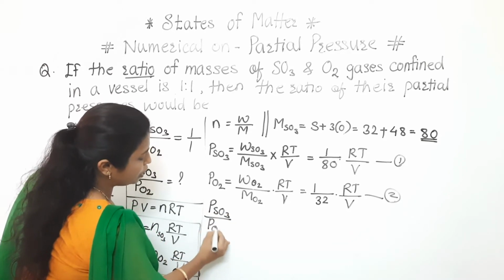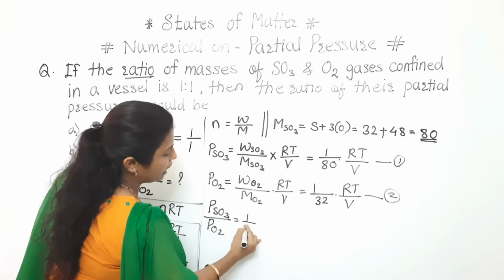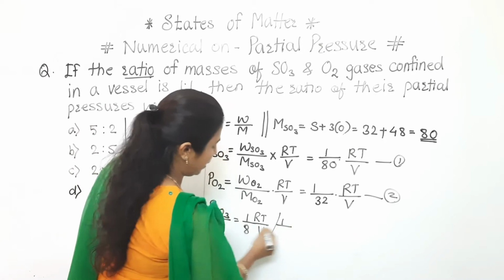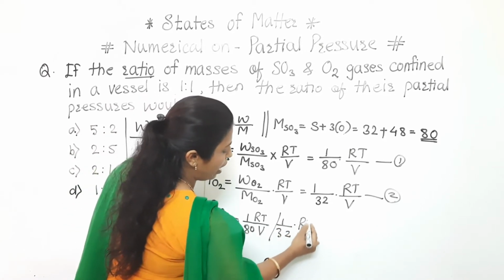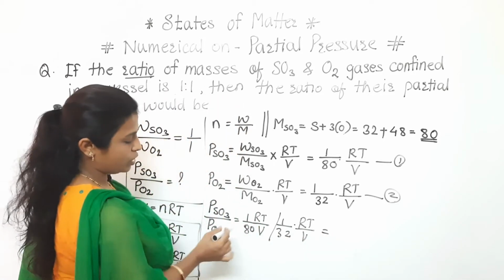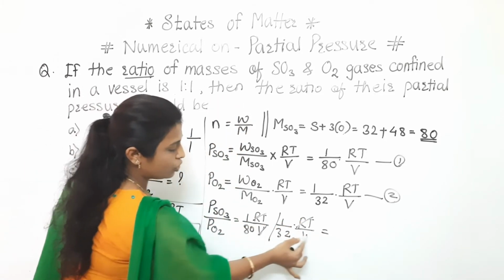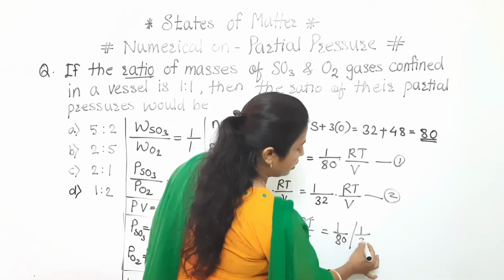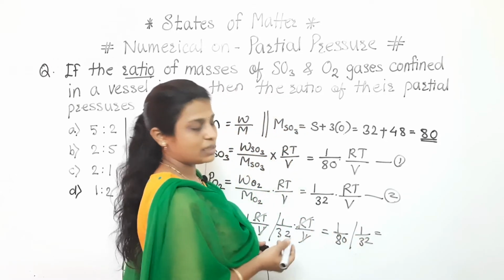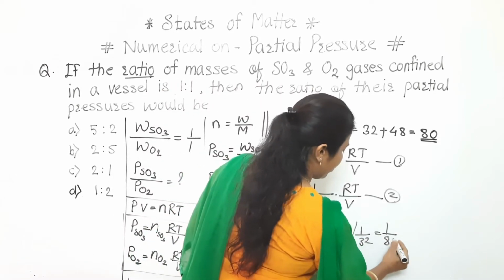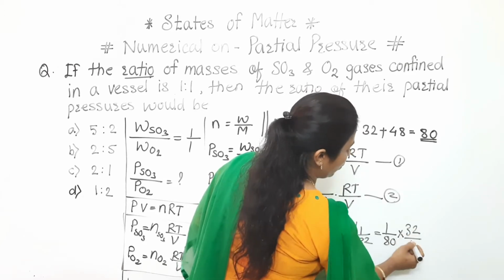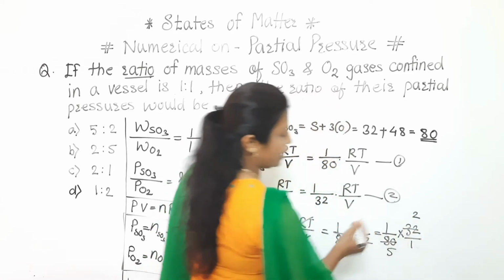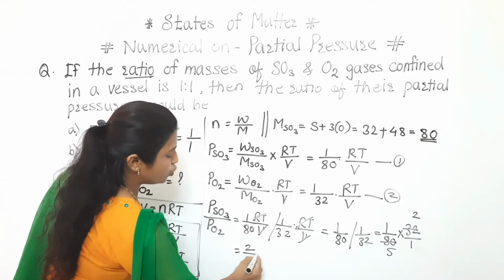So PSO3 divided by PO2 is equal to 1/80 RT divided by V, divided by 1/32 into RT divided by V. Now see, RT will get cancelled, and V will get cancelled. So finally 1 by 80 divided by 1 by 32. If we remove the divide sign, then 1 by 80 into 32 by 1. So finally 16 twos are 32, 16 fives are 80. So what is the answer? It will be 2 by 5.